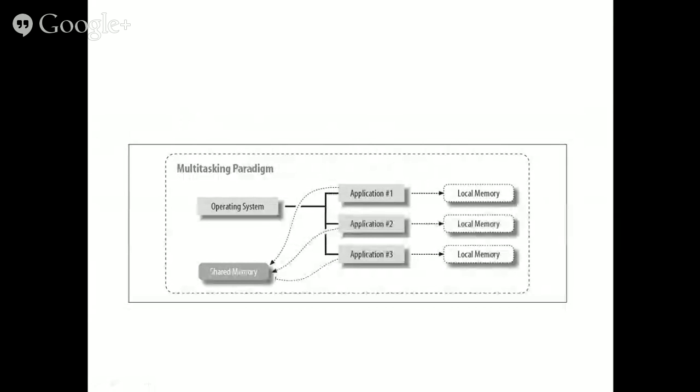A normal application works like this: you have different applications, each with local memory and local information. You can have, for example, one listening to music and another using Word. But these different applications cannot share information between them unless there's something else external.